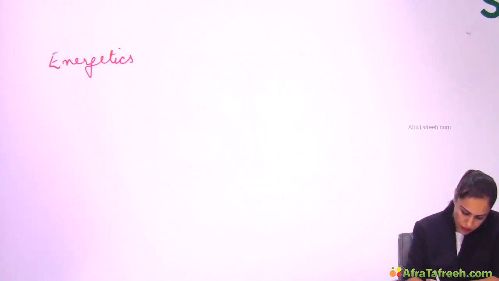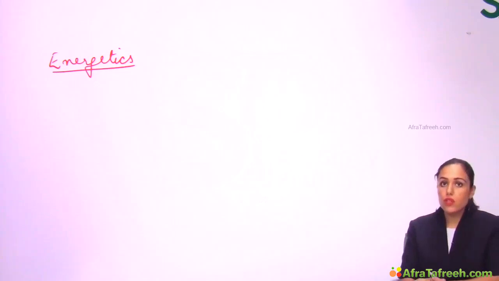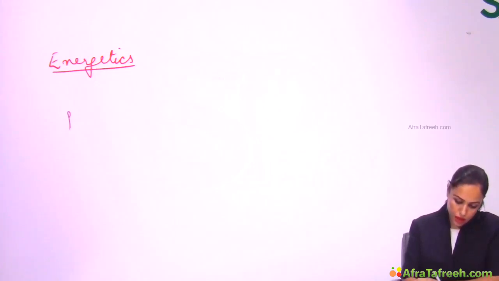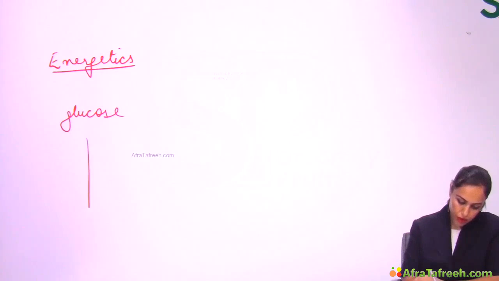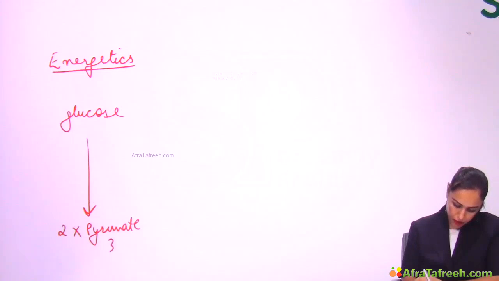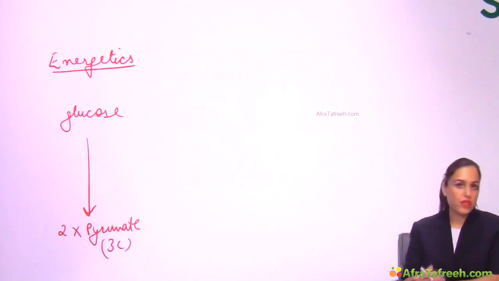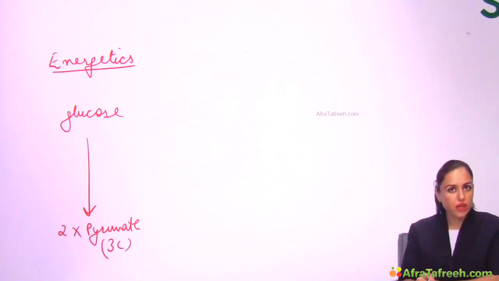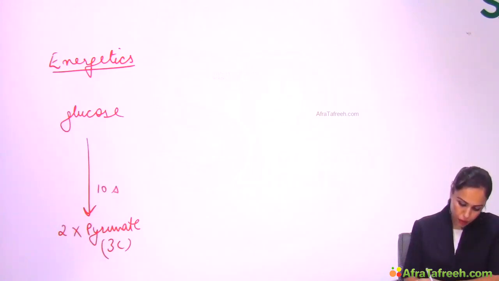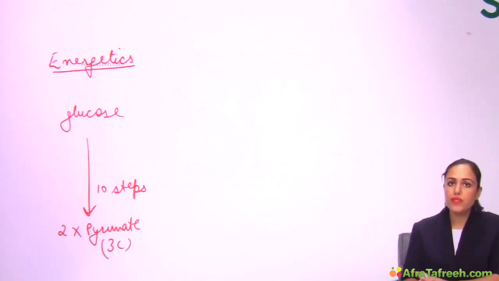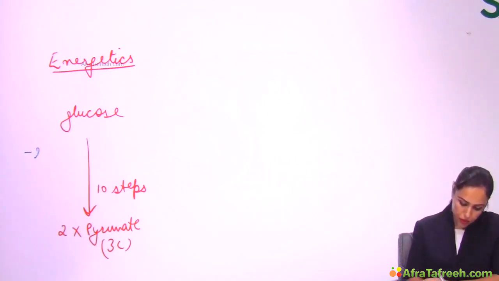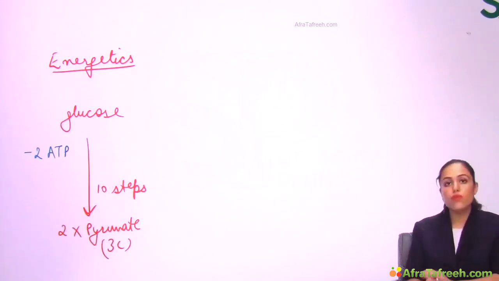Now let's do the energetics of glycolysis. One glucose molecule gets converted to 2 molecules of pyruvate. Pyruvate is a 3-carbon compound. So from 6-carbon glucose, we get 2 molecules of 3-carbon pyruvate. Here, from glucose to pyruvate conversion, there are 10 steps. In these 10 steps, how many ATPs are used? Minus 2 ATPs, that is 2 ATPs are used. 1 ATP is used at the hexokinase step, the other ATP at the phosphofructokinase 1 step.